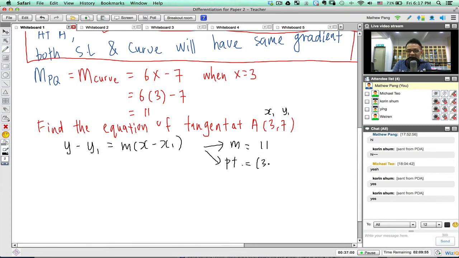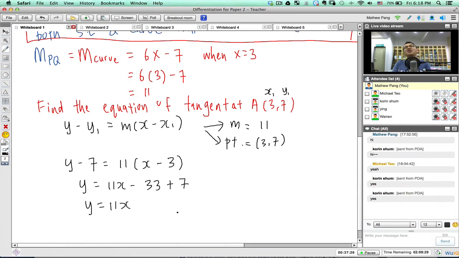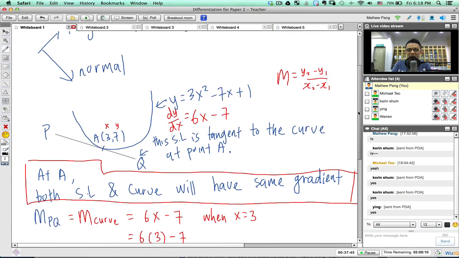So we have a point (3, 7), which means we can use this formula to find the equation. It will be y minus, what's my y1? 7, equals my gradient 11, times x minus x1. What is my x1? 3. Then I just need to solve this equation. So y equals 11x minus 33 plus 7. You will get negative 26, if not mistaken. Yes, so this is the equation of the tangent. Alright, so far so good. Can you understand it? Or which part are you confused about, do you want me to explain again? If not, I'm going to move on.